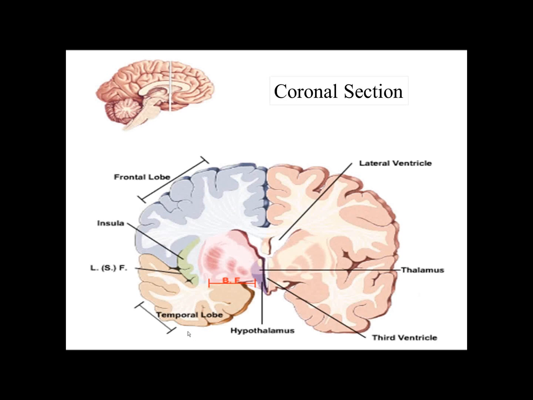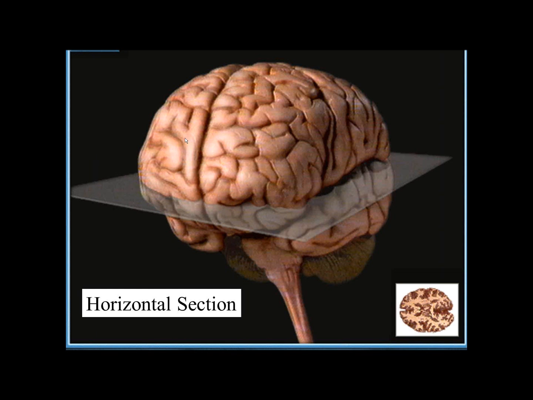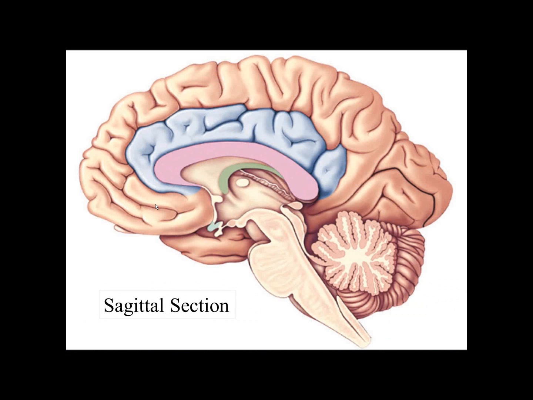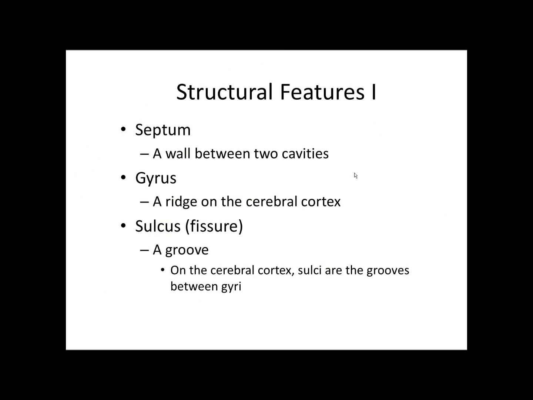When we section the brain, when we do slices of the brain, we have terms for that. So when we slice across the brain, that's a coronal section. When we take a horizontal slice through the brain, that's called a horizontal section. And when we slice from front to back, that's called a sagittal section. Various structural features of the cortex include septum, which is a wall between two cavities. A gyrus is a ridge on the cerebral cortex, and a sulcus is a fissure or a groove. And on the cerebral cortex, the sulci are the grooves between the gyri.